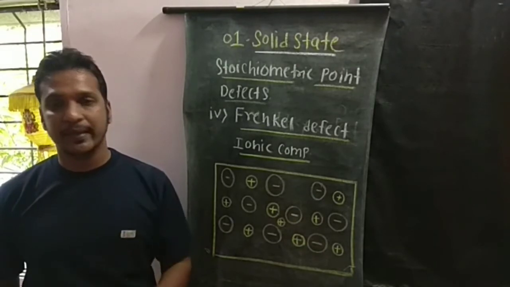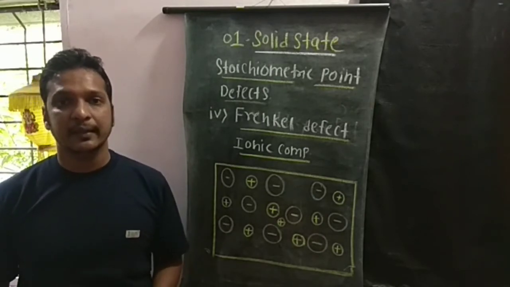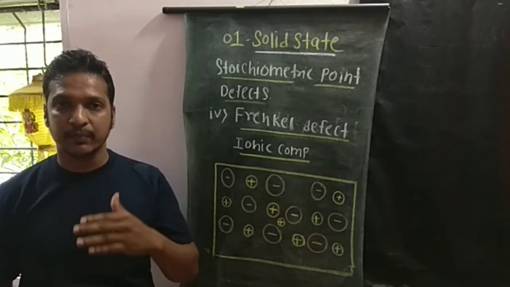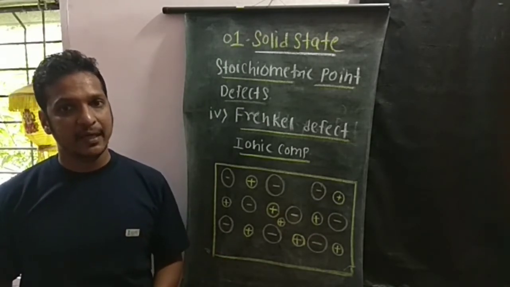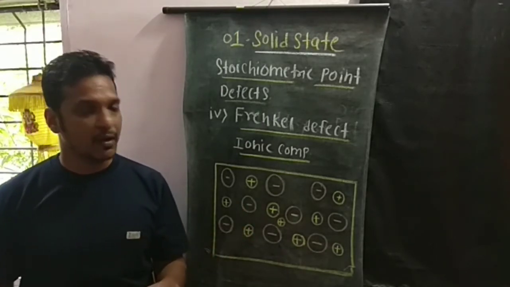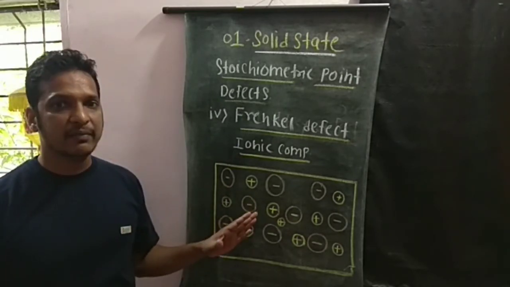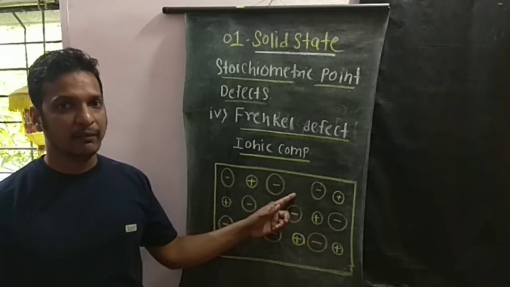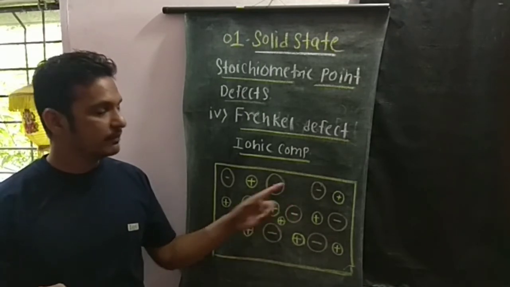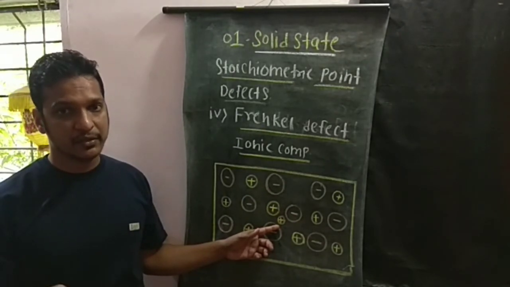Now we have the last stoichiometric point defect, which is a Frankel defect, and Frankel defect is also shown by ionic compounds. For example, silver chloride, silver bromide, silver iodide, means one is positive ion and other is a negative ion. Now I have taken one ionic compound, and this ionic compound shows the Frankel defect. One is a cation and other is an anion. Now you can see from this figure, one ion, one cation, is missing from its regular site in the crystal structure. But this missing cation occupies interstitial space in the crystal structure.